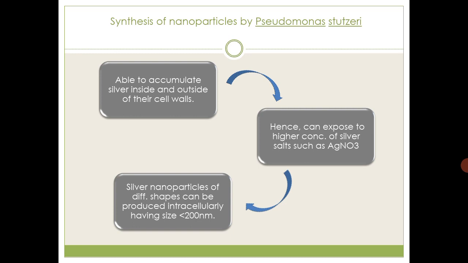So what does the Pseudomonas do? Pseudomonas struzeri strain is able to accumulate the silver particles inside and outside the cell wall, and therefore if we expose the cells to a higher concentration of silver salt, such as the AgNO3, they can produce the silver nanoparticles of numerous different shapes intracellularly, that means inside the cell, and with the size less than 200 nanometers, right?